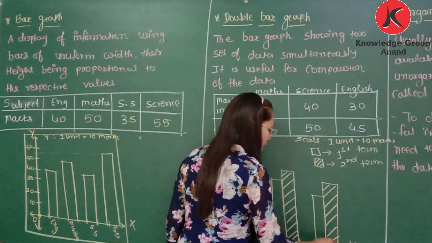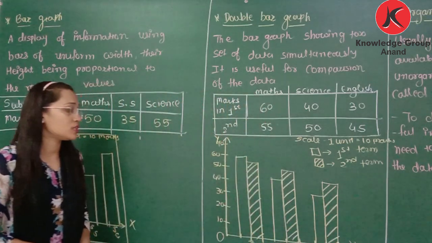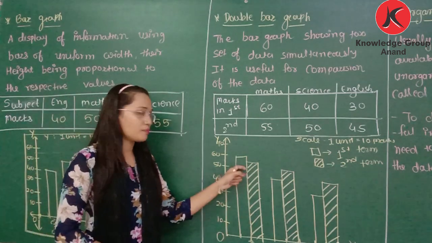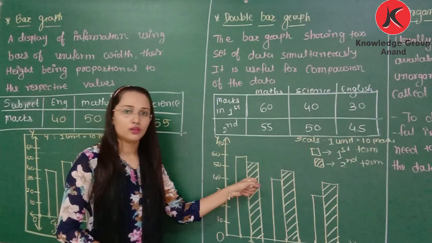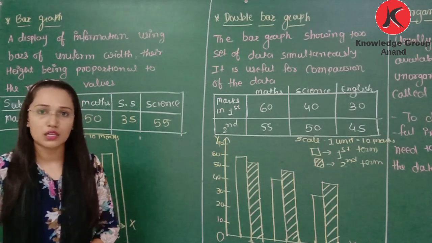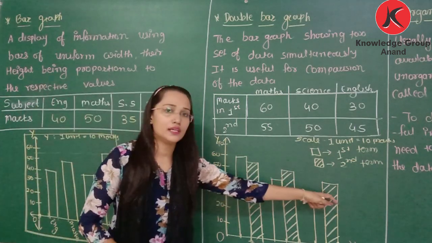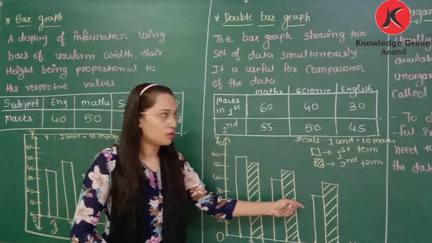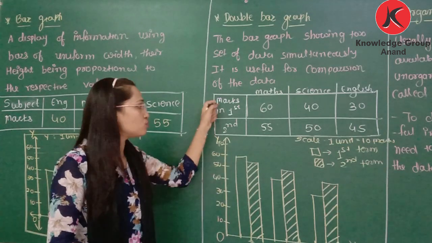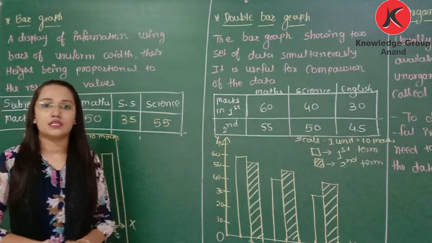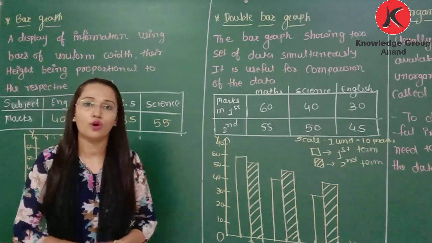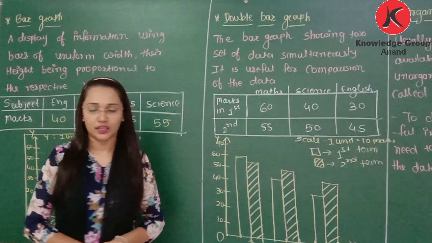Now if I ask you in which subject his performance is decreasing, you can say in maths, first term marks is 60 and second term marks is 55, so it is decreasing. In which subject are marks increasing? You can say in science and English, his marks are increasing. Okay. So this kind of information we gather if a double bar graph of the two terms' marks is given. You can also compare other information using a double bar graph. So I hope you are clear with the bar graph and double bar graph.